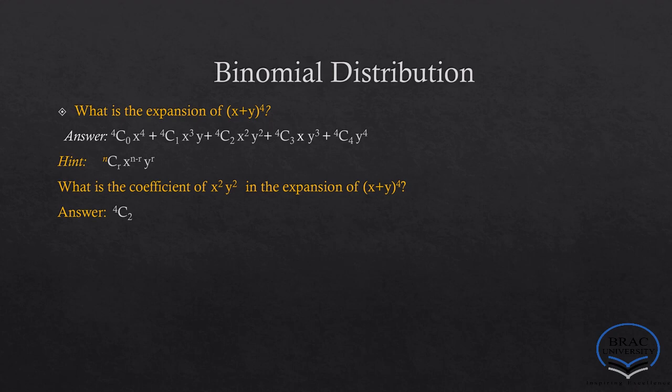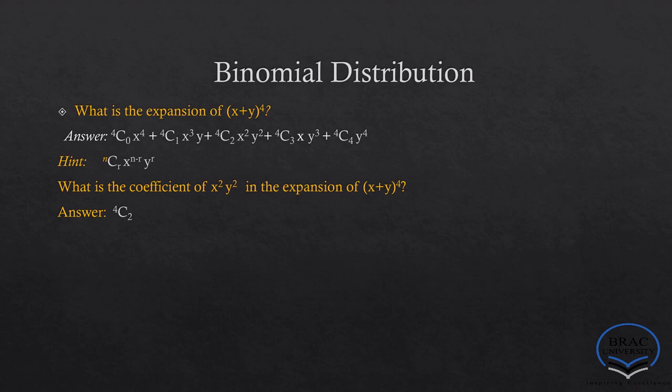and the next term would be 4C2 x^(4-2) and y^2. The next term would be 4C3 x^(4-3) and y^3, and the last term would be 4C4 y^4.